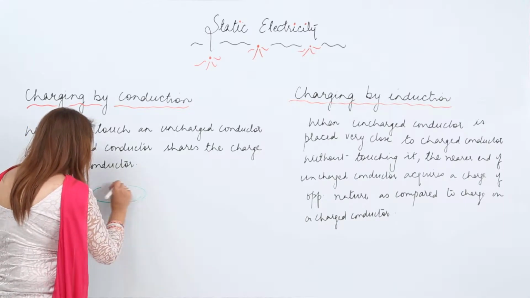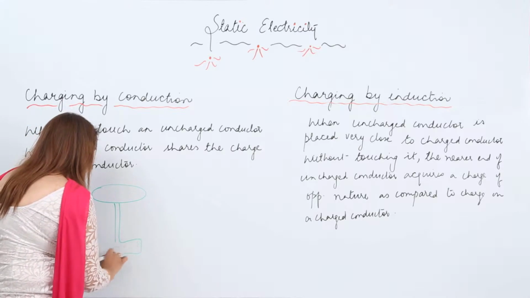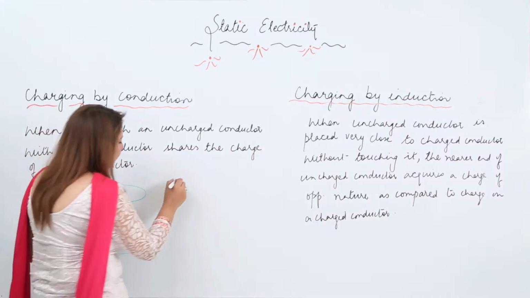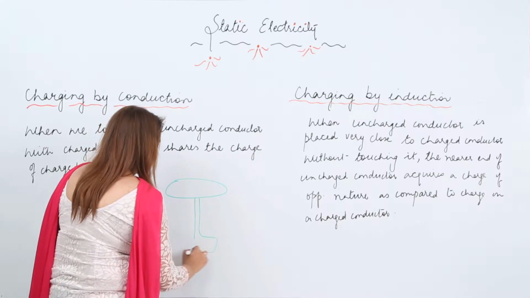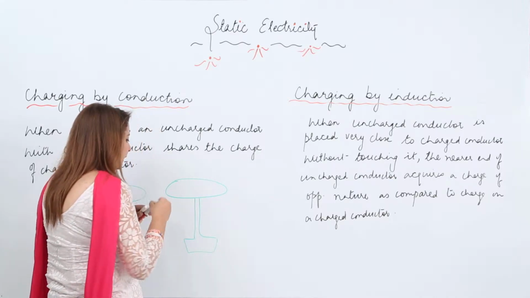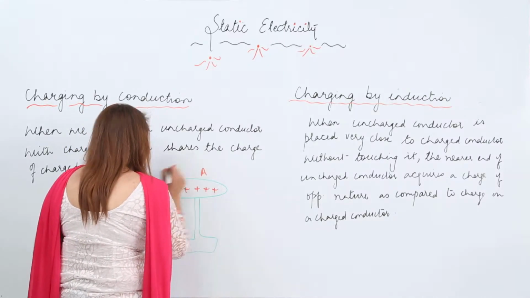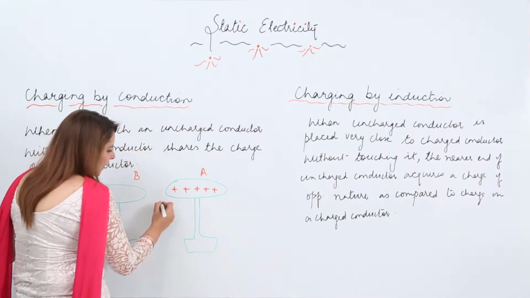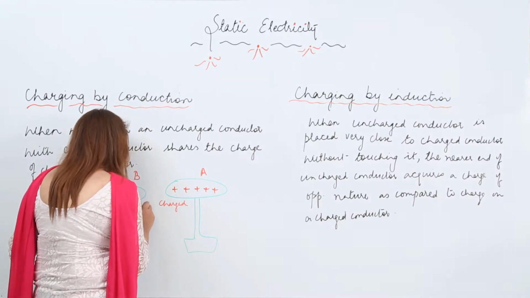Suppose we have one body which is uncharged, right? It is placed on a stand. We have another body which is charged. It is again placed on the stand. Let's say it has a positive charge. So this is my body A and this is my body B. As you can see, this is charged and this is uncharged.